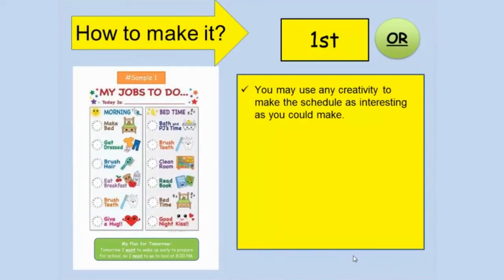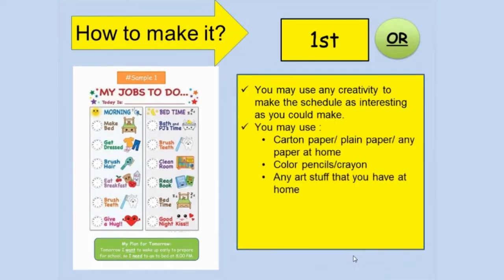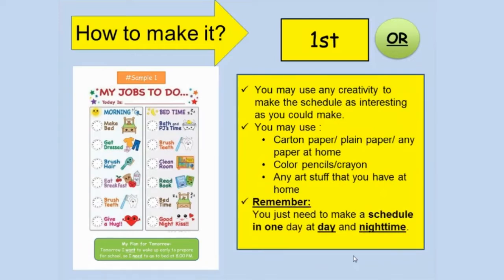Okay, how to make the project first? You may use any creativity to make the schedule as interesting as you could make. You may use carton paper, plain paper, or any paper at home. You may use color pencils or crayon or any art stuff that you have at home. And remember, you just need to make a schedule for one day, at day and night time. So it's going to be only a one-day schedule in the daytime and for the night time. And there will be a plan of improvement on the bottom.